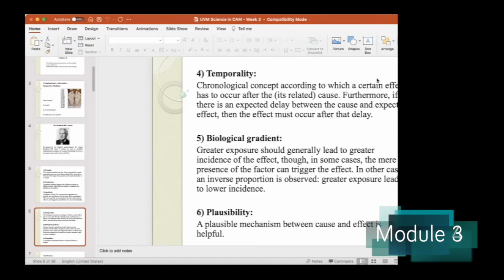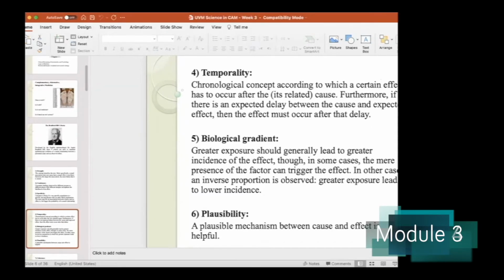Okay? All right. Number 6, plausibility. A plausible mechanism between cause and effect is helpful. Now, you might wonder, you need to ask a British epidemiologist to have this. And yet, it is not enough to notice something. You really have to figure out how the link works, okay? And that's the difference between a process and a mechanism.